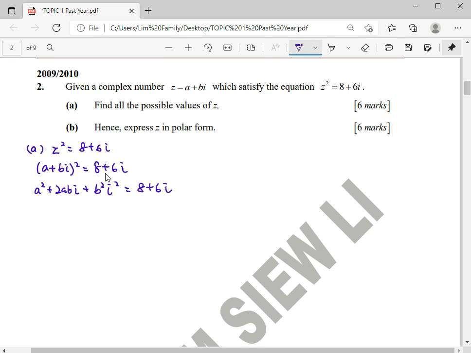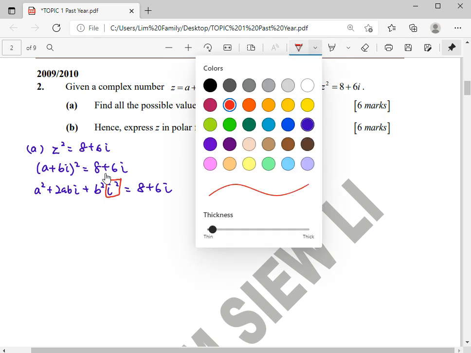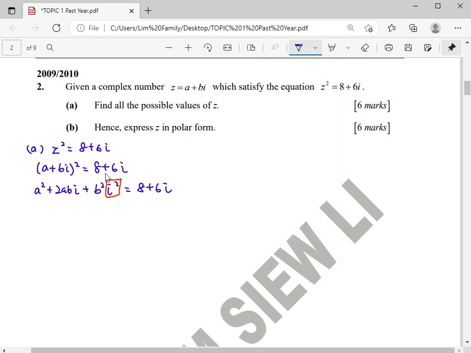So we can simplify some more. Every time we meet i squared, you have to remember that i squared can be simplified: it equals negative 1. So a squared minus b squared is the real part, plus 2abi, the imaginary part, equals the answer 8 plus 6i. So the conclusion: a squared minus b squared equals 8, this is our first simultaneous equation. And then 2ab equals 6, this is our second simultaneous equation.